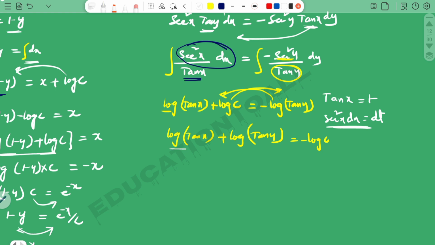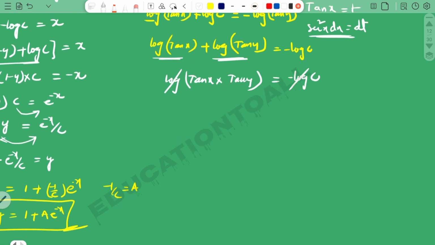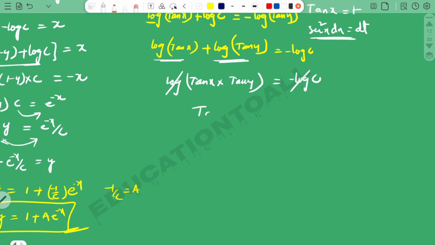Then it looks like log a plus log b, log of ab, so write log of tan x into tan y, which is equal to minus log of c. So both the sides log was there, so cancel it. So still we have tan x into tan y, which is equal to minus c. This is the required general solution of the given question.